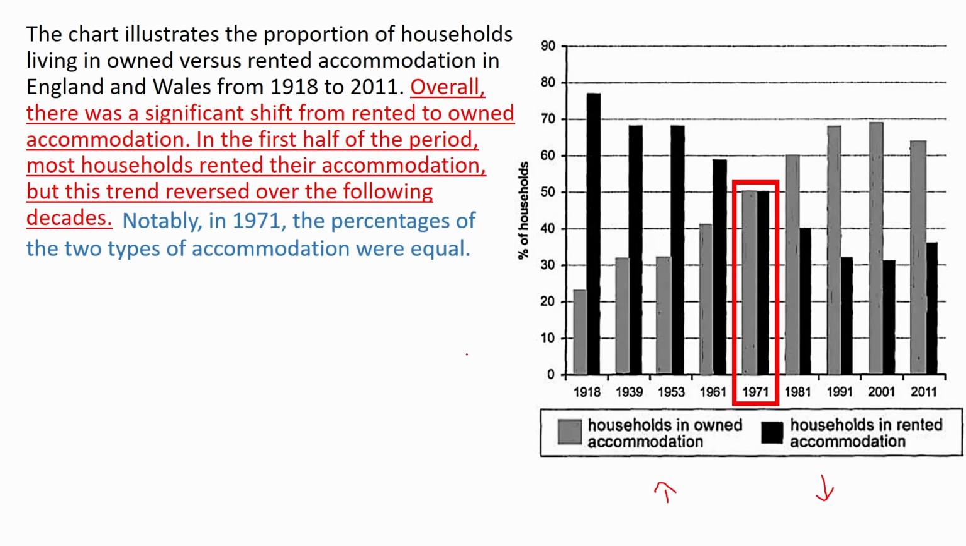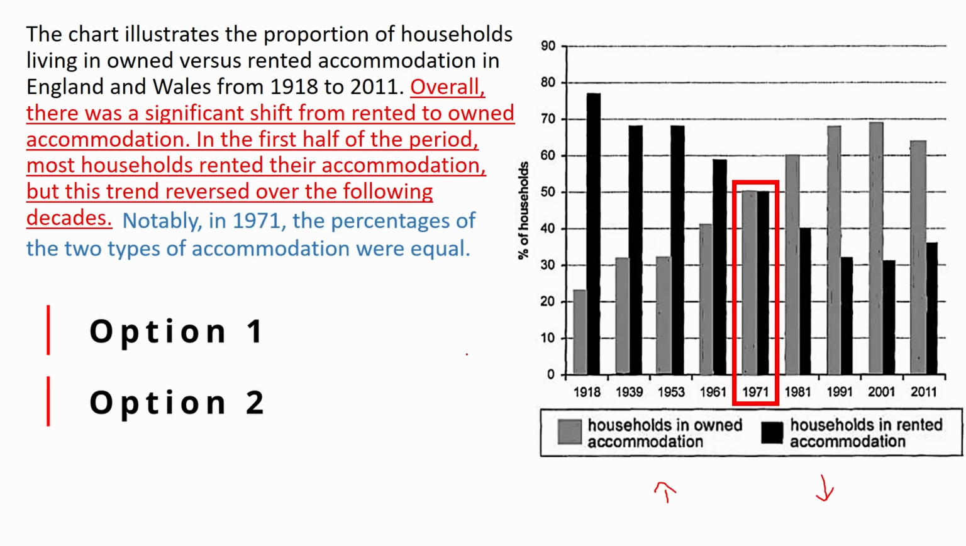Now it's time to write the changes in a logical manner in body paragraphs. So you have different options here. Option one, you can actually write one paragraph for each group. I mean, one paragraph on households in owned accommodation and one paragraph on rented accommodation. Or you can mix them up.